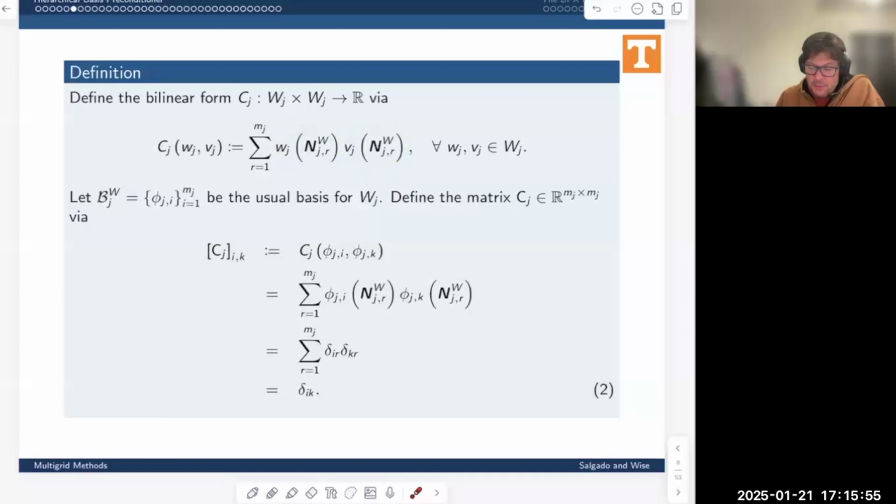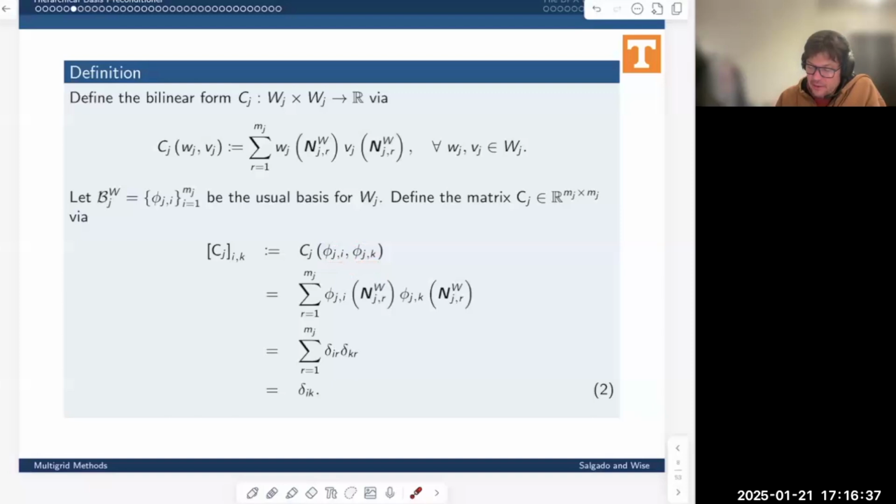All right, so let BJW be our standard usual basis for WJ. Then the matrix CJ, we're going to define the following way. The matrix CJ is going to be a square MJ by MJ matrix, and it's going to be defined the way you would define a stiffness matrix usually. You take your bilinear form and evaluate the first and second components at the two different basis elements. It's fairly clear that it's symmetric, so I can interchange these two if I wanted to. So I'm just going to throw in the basis elements there.